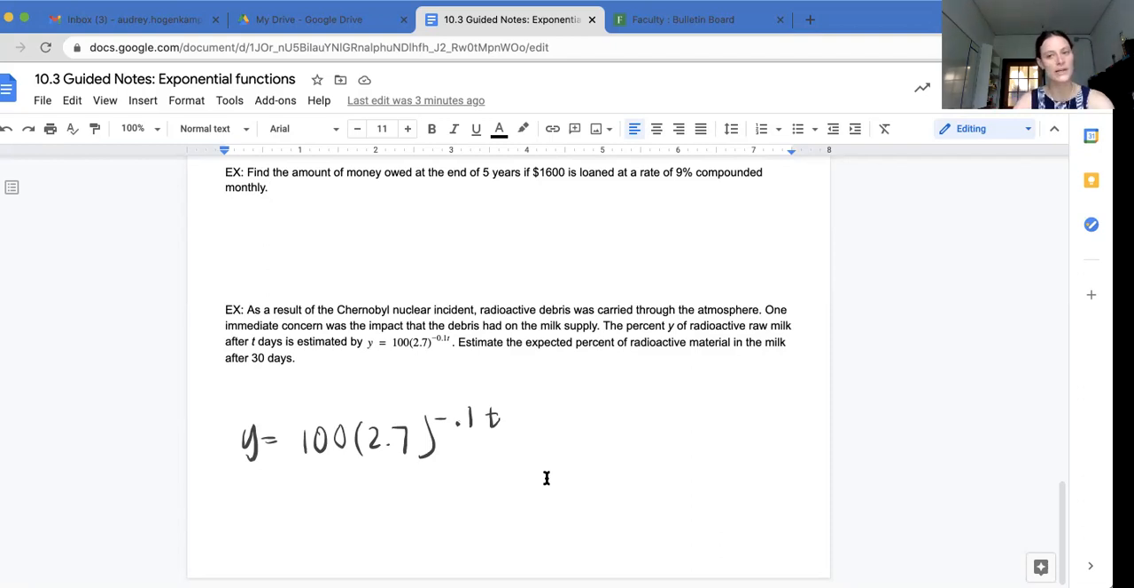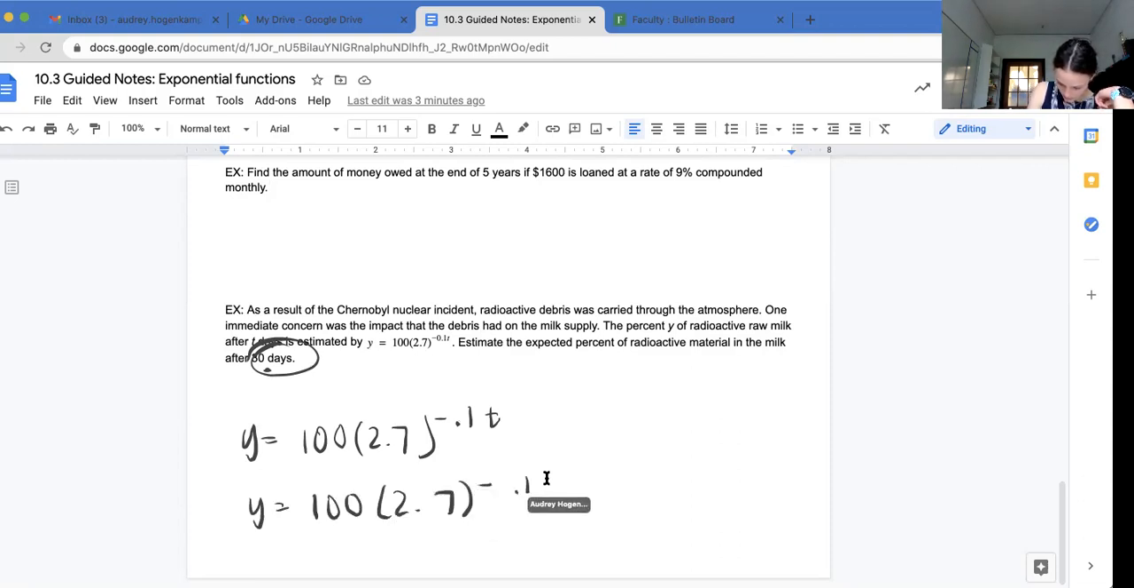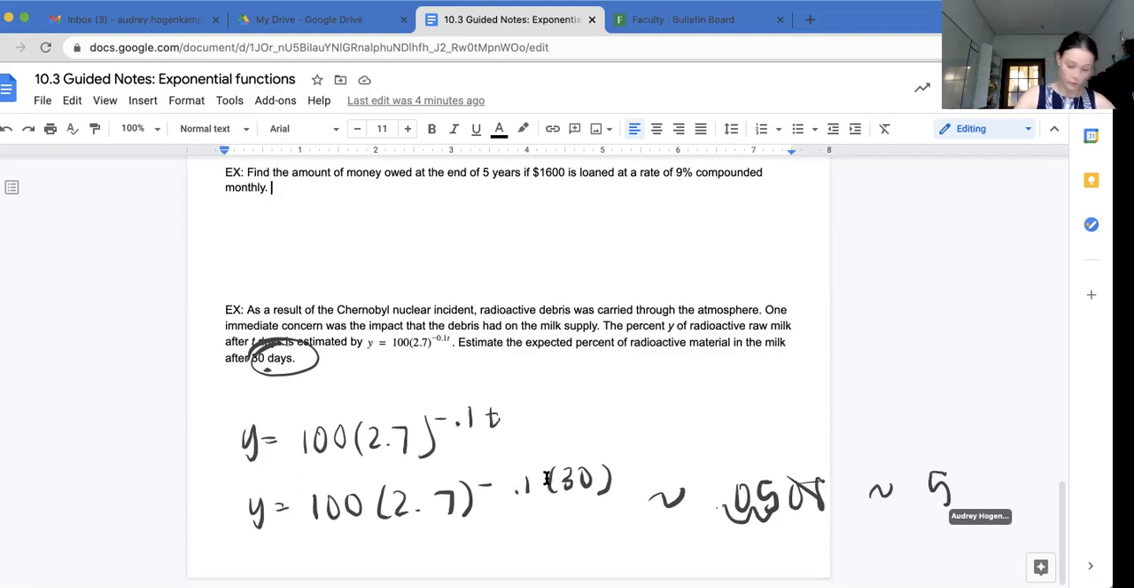Again, these types of problems come down to what variable you are solving for. We are given 30 days, so that's our t. We plug in 30 for t: Y equals 100 times 2.7 to the negative 0.1 times 30. Plug it into your calculator, and you should get about 0.0508. Then we want to make that a percentage, so we move our decimal twice, which is roughly 5% of radioactive material in milk 30 days after Chernobyl.